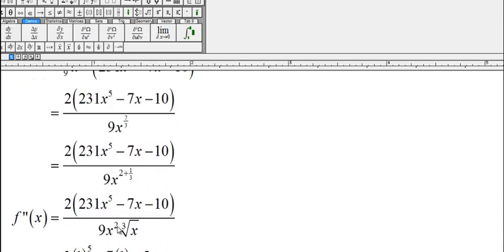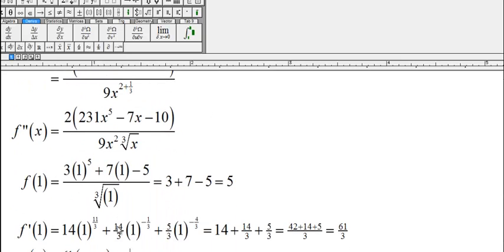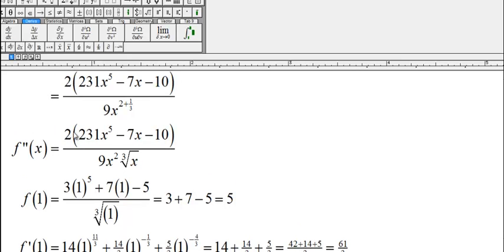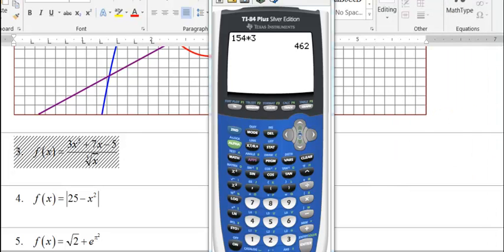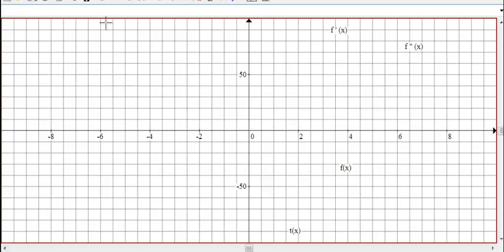The second derivative is, here it is, 2 times 231x to the 5th minus 7x minus 10 over 9x squared times the cube root of x. And the tangent line is y equals 61 thirds times x minus 1 plus 5. Okay, so now let's graph these things. Pull up a graphing utility.